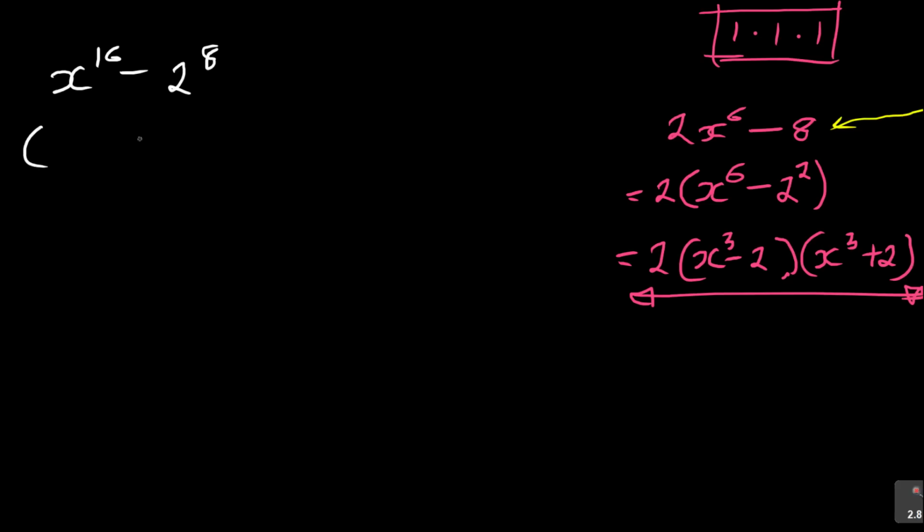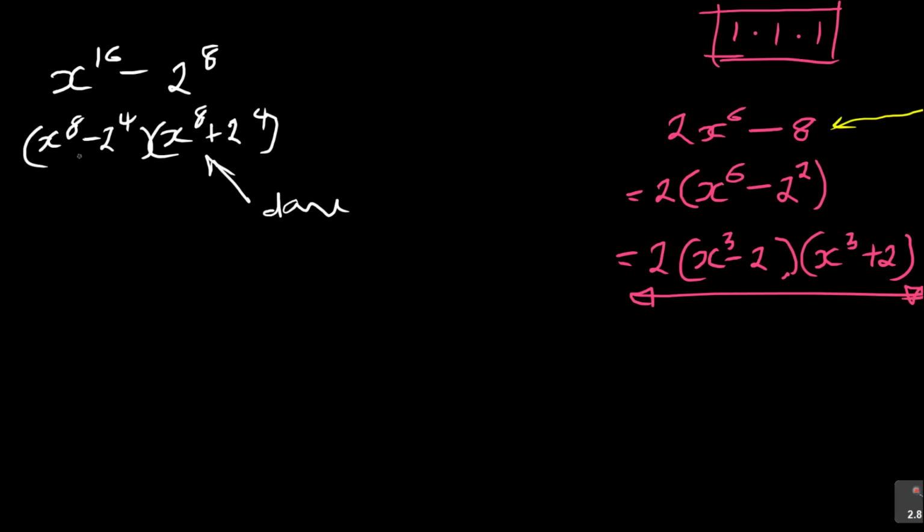So what you do, you open a bracket, you open a bracket. As I said, we are dividing the powers by 2. You see that? So when you're dividing by 2 there, what are you going to have? You're going to have x to the power of 8 minus 2 to the power of 4, and then x to the power of 8 plus 2 to the power of 4. This plus is done.